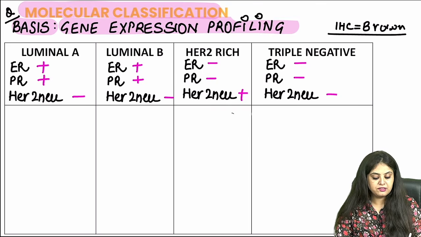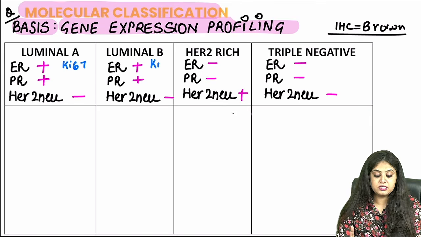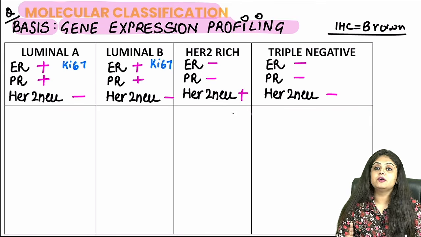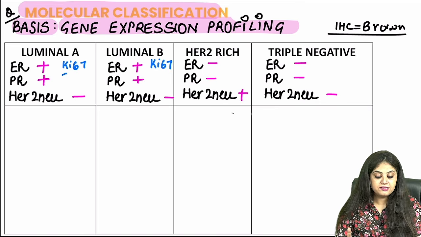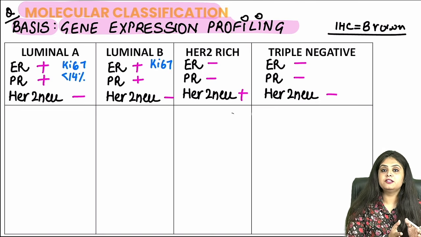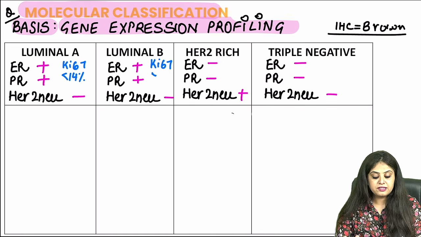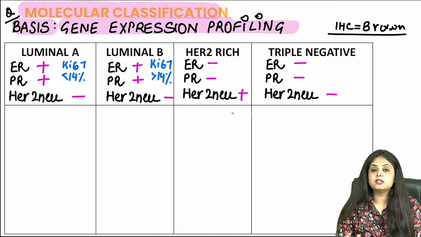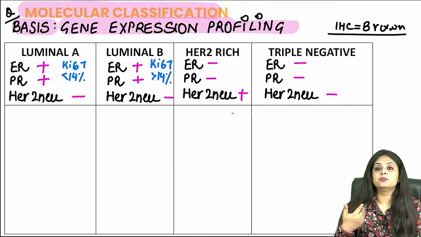To differentiate the same, we will be doing Ki67, which is what? Ki67, you studied it in path and in surgery. It is a proliferative marker. If Ki67 is less than 14%, this means the tumor is proliferating less and it is luminal A breast cancer. If Ki67 is more than 14%, tumor is proliferating more and it is luminal B.